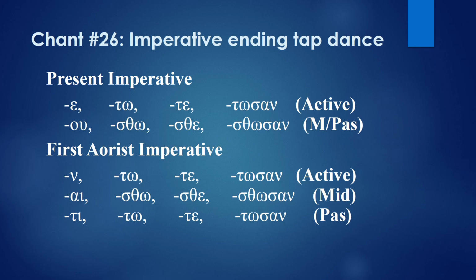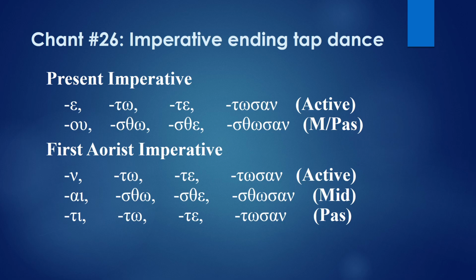Chant number 26, imperative endings chant, loose. The present tense endings are loose, an imperative. To, let him, her, or it loose. Te, you all loose. Tosan, let them loose. That's the active.